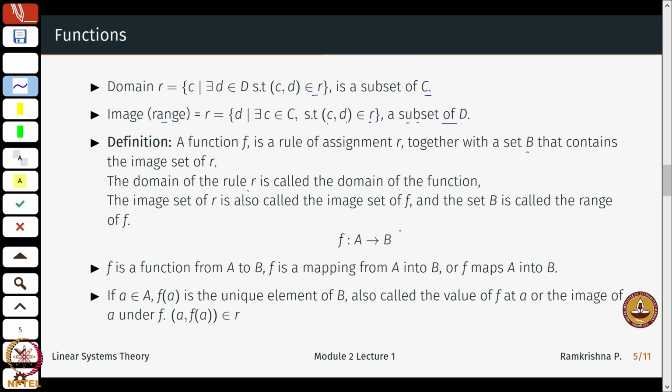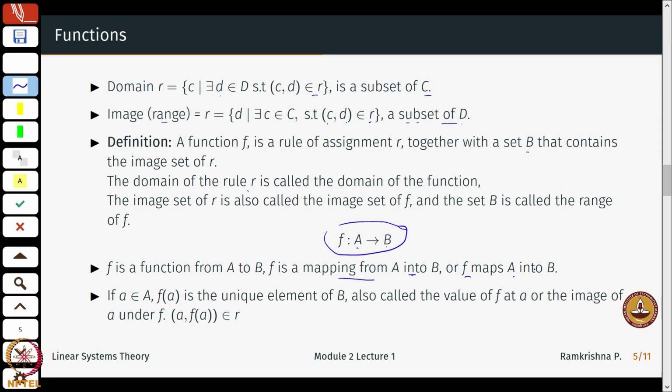So I will define a function F as simply something which associates elements of set capital A to set capital B. Okay, we would have done this earlier, and there is nothing really surprising here, just that it's a little more formal. So when I say F is a function, it also means F is a mapping from A into B, or simply F maps A to B, right.